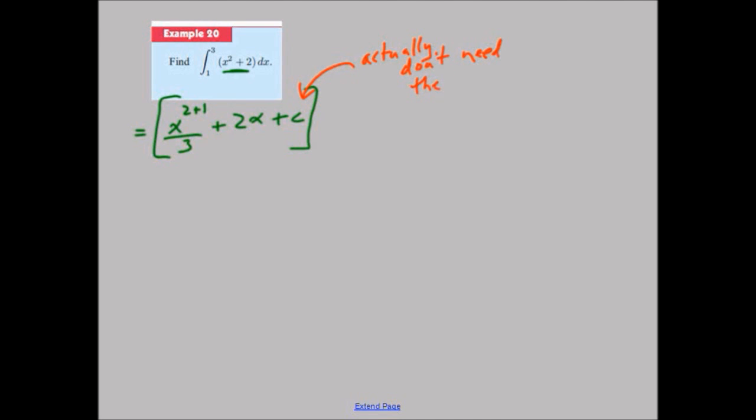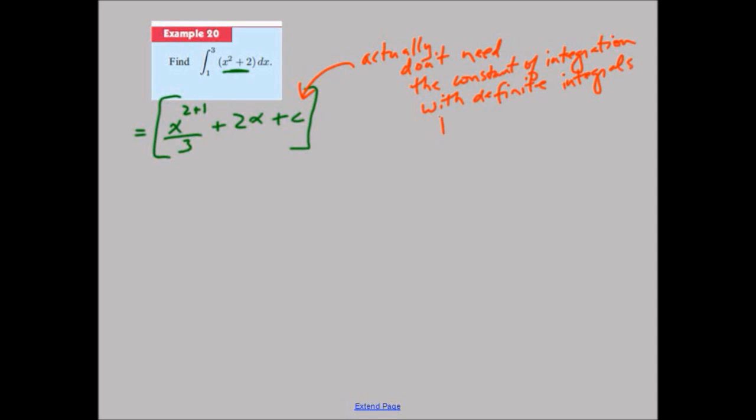So we're taking the integral of this, so we're increasing that exponent by 1 and dividing by that number, and that 2 becomes a 2x, and we have our plus c. I'm going to put that plus c in there for now. You're going to end up seeing that we actually don't need that, and we'll see why. We actually don't need the constant of integration with definite integrals, and we'll see why in a moment.